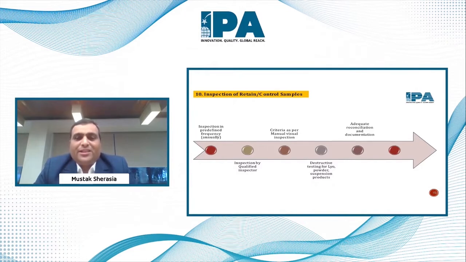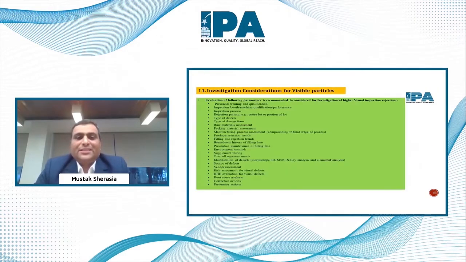There is a specific consideration here also: destructive testing for live powder suspension, which is to be done exactly like we do for supplemental testing for an identified vial, and the SOP should be defined very clearly to perform the destructive test in the control sample as well. And the last important consideration in control sample inspection is to consider adequate reconciliation and documentation of the inspection which is carried out. So it gives full traceability of the inspection performed as part of the annual program. Next.